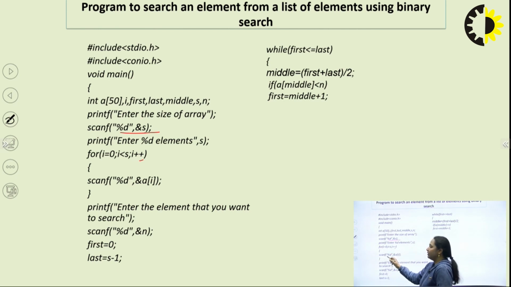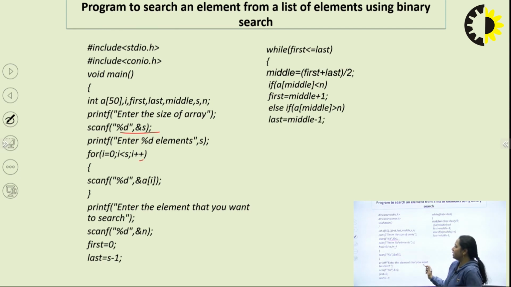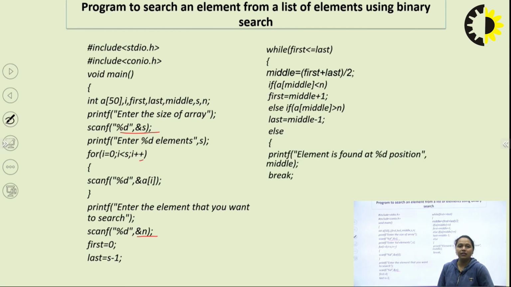Now, with the help of the scanf function, we are taking input within the array A[i]. The element which is to be searched is N. So, N is the number which is being searched by the user. Initially, what is the lower bound of the array? It is always 0. So, first is 0, and last, that is the upper bound, is size minus 1, that is S minus 1.